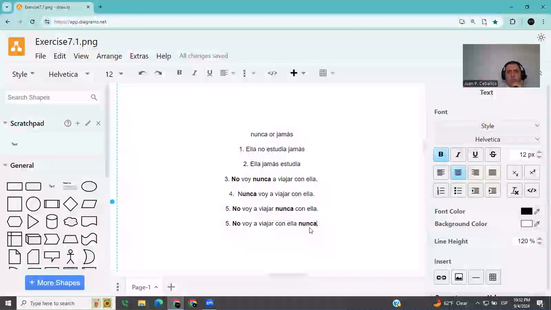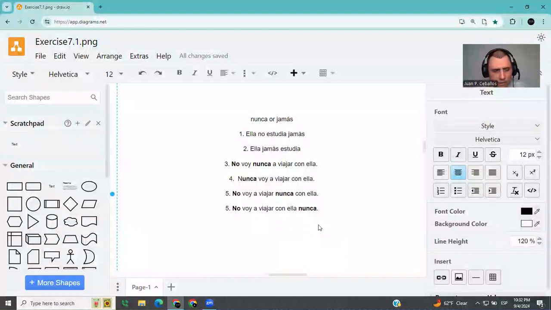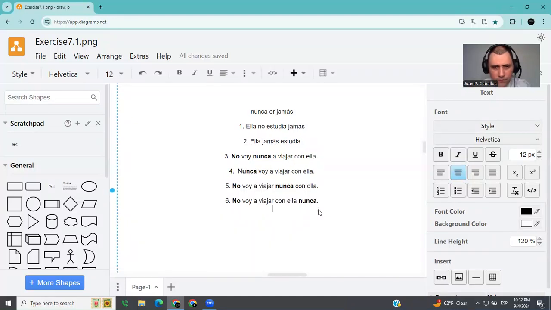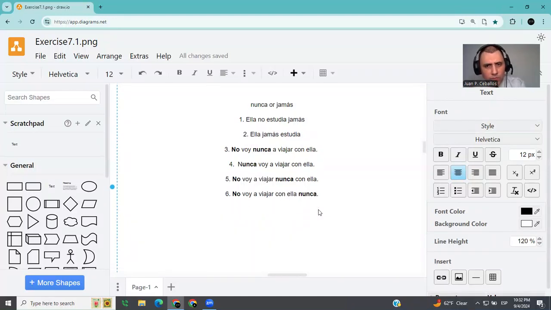Now, what if you want to say ever, ever? I don't want to travel with her ever, ever. Never, never, ever, or never, ever, something like that in English. I forgot in English, but there is an expression like that in English. Never, ever, ever, ever. Okay, something like that. So let's see if we want to emphasize, if we want to increase the tone of this sentence, we can do this.